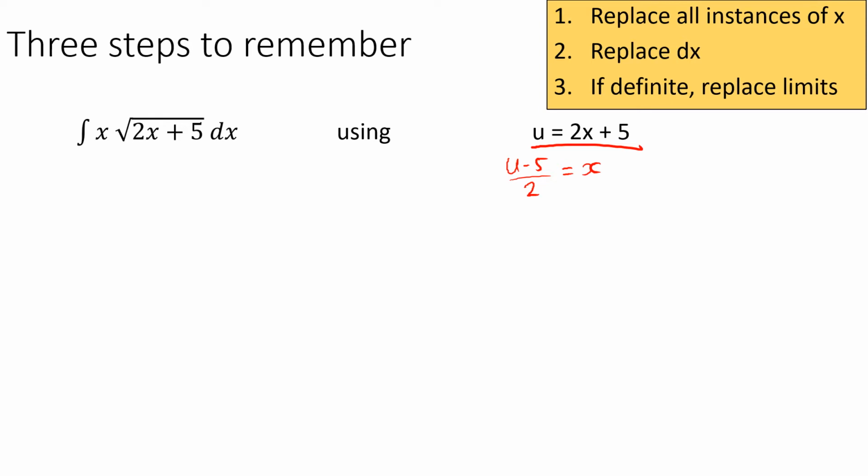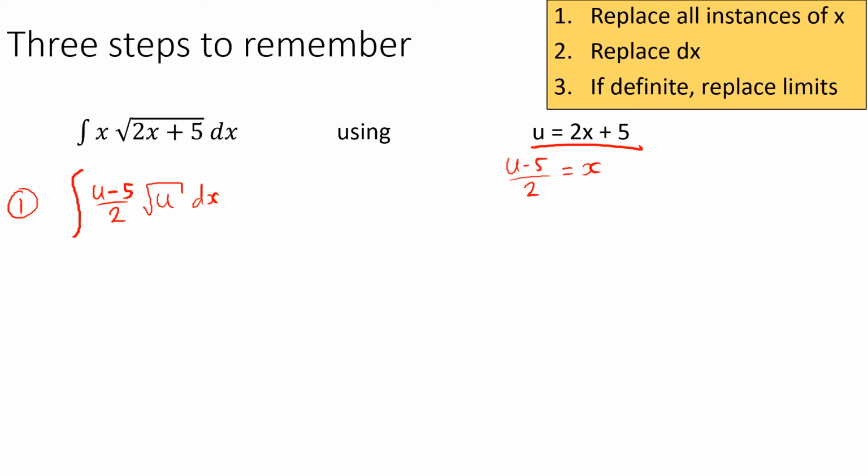So let's see what this looks like now, after we've done step 1. x is going to get swapped out for u minus 5 over 2, and root of 2x plus 5 is going to get replaced with root of u. We still have dx, so we can't actually integrate anything yet, because if we're talking about powers of u, it needs to be with respect to u, so we need to change this to a du, but that's what the second step is about. So that first step, get rid of the x's.